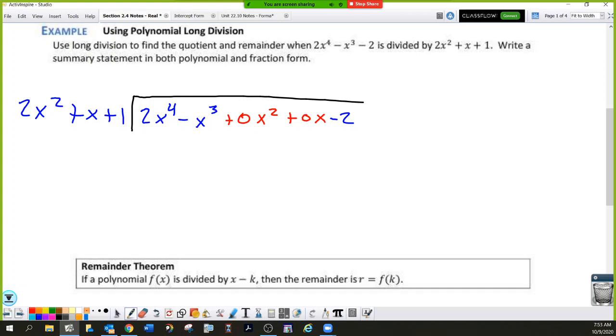Okay, now this is how this process works. Your job is to look at the front terms only. The front terms only. So the one on the outside is 2x squared. The one on the inside is 2x to the fourth. We need to multiply that 2x squared by something to make it 2x to the fourth. What would I need to multiply this by to get this? x squared, yes. So I need to multiply by x squared.